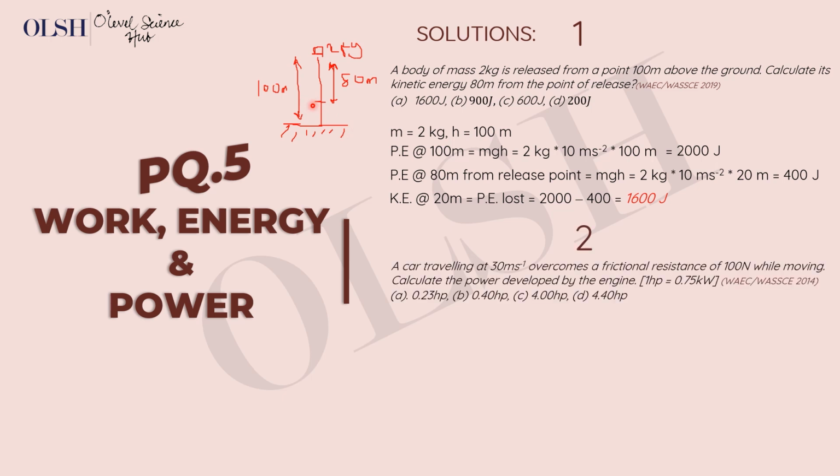Second question. A car traveling at 30 meters per second overcomes a frictional resistance of 100 newtons while moving. Calculate the power developed by the engine if 1 horsepower is equal to 0.75 kilowatts. This is kind of a refresher of what we did in the fourth lecture, where we talked about friction.